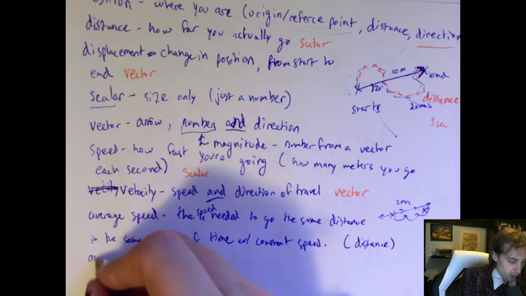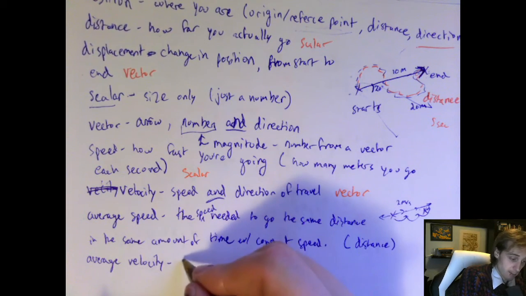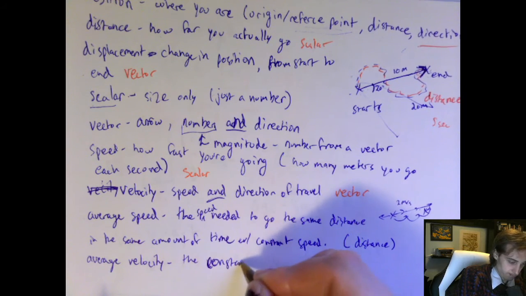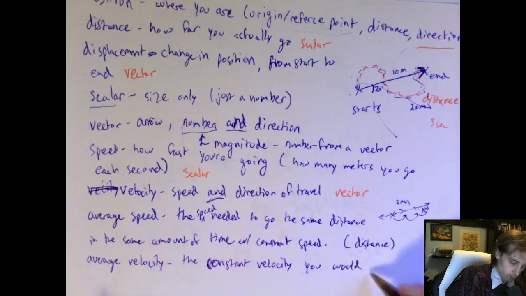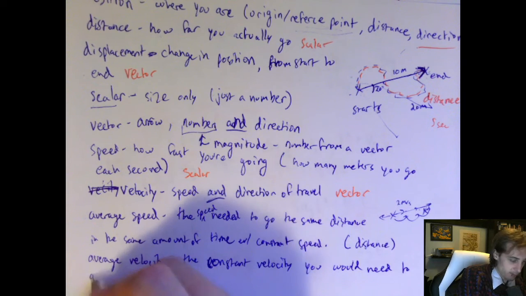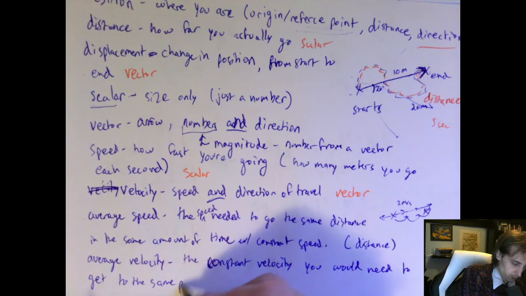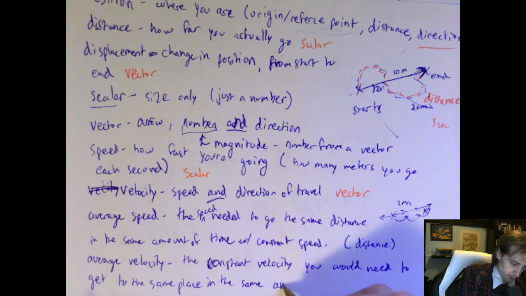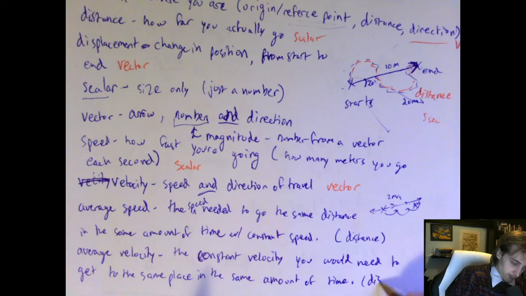But if we think about the average velocity, what that one is telling you instead is the velocity, or I'm actually going to save some writing later, the constant velocity you would need to get to the same place in the same amount of time. This one uses displacement as a result.